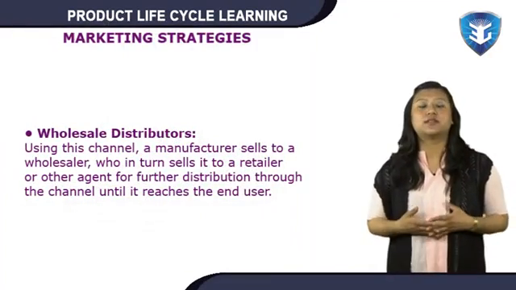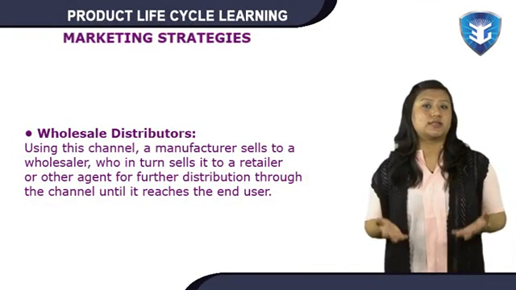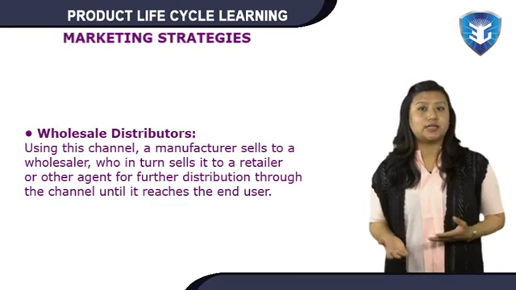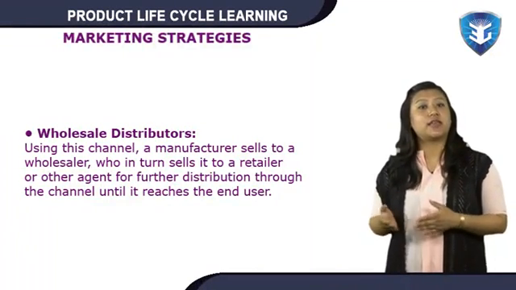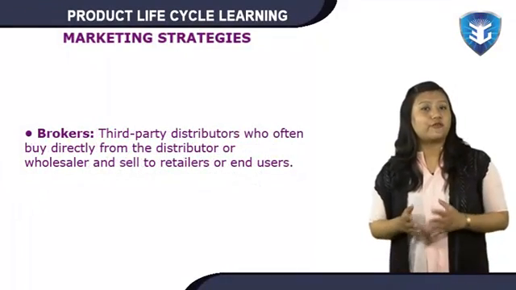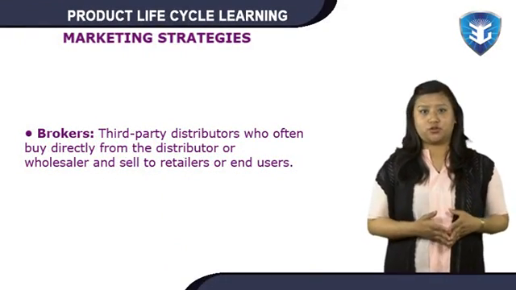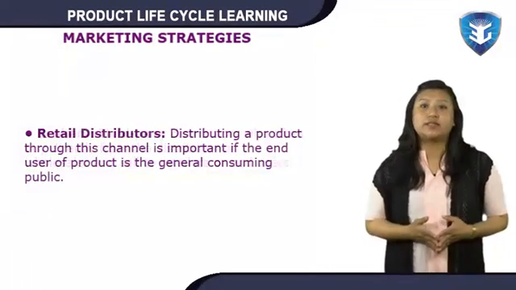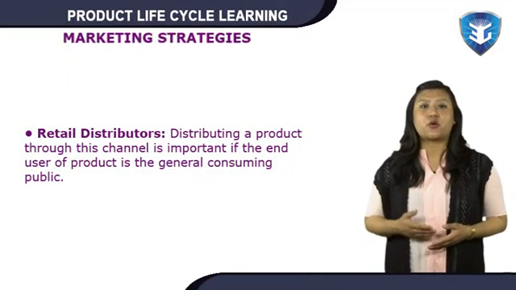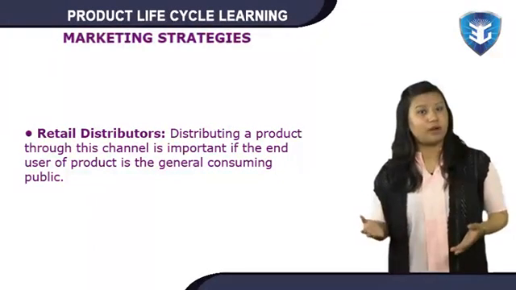Then you have wholesale distributors. Using this channel, a manufacturer sells to a wholesaler who in turn sells it to a retailer or other agent for further distribution through the channel until it reaches the end user. Then we have brokers, third-party distributors who often buy directly from the distributor or wholesaler and sell it to the retailers or end users. Retail distributors. Distributing a product through this channel is important if the end user of the product is the general consuming public.